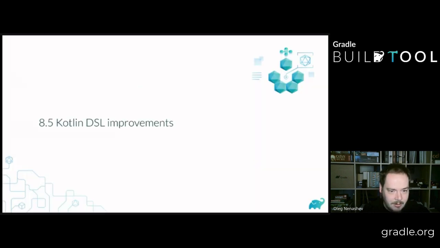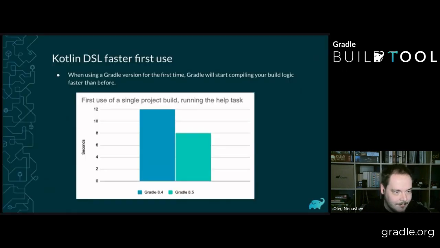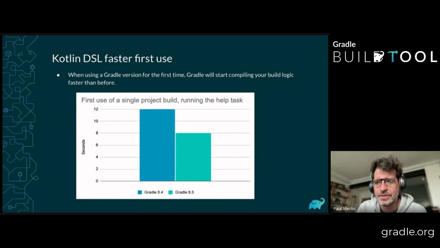And the next one was Kotlin DSL improvements. And for that, it will be Paul who presents, right? Okay. Hello, everyone. So yes, in Gradle 8.5, we made a few improvements to the Kotlin DSL. And the first one is about its performance. It's faster on first use. Like when you start from a new machine, when you run on a CI ephemeral agent, for example.